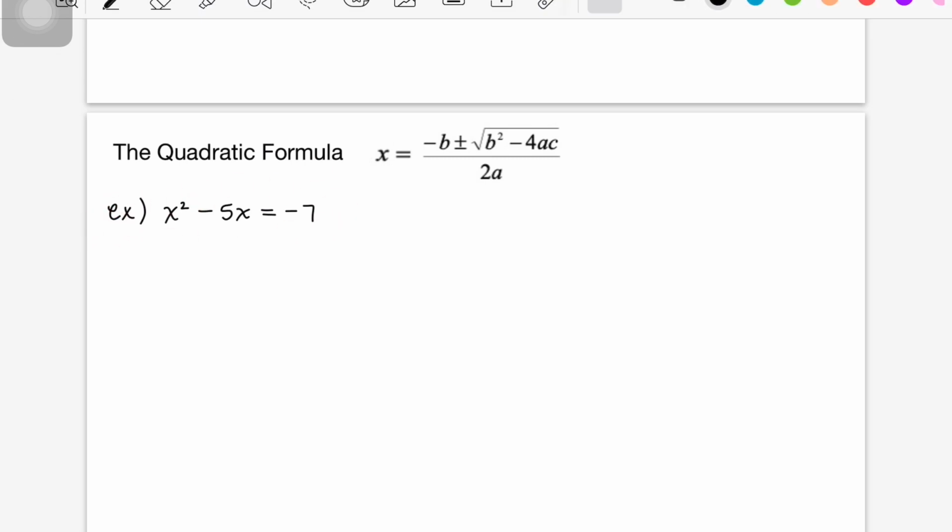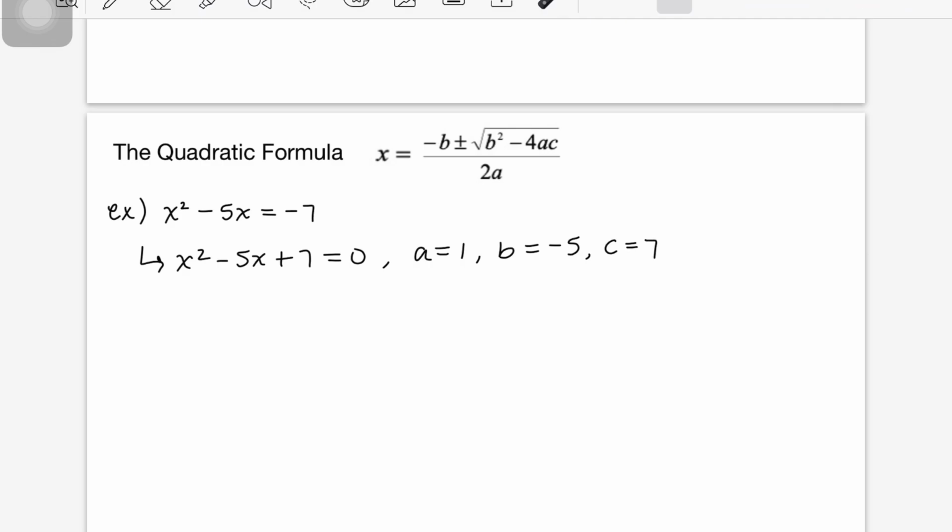So the first thing we're going to do is write this in our standard form of a quadratic equation. So that is x squared minus 5x plus 7 is equal to 0. So we just added 7 to both sides of our equation. And the next thing we're going to want to do is identify our a, b, and c's. So a is going to be 1, b is negative 5, and c is equal to 7. Okay, so that'll make it a little bit easier when we're plugging it into this formula here. So let's go ahead and do that.